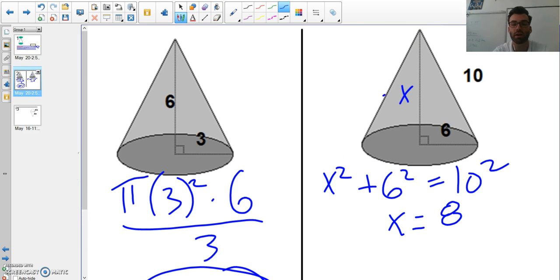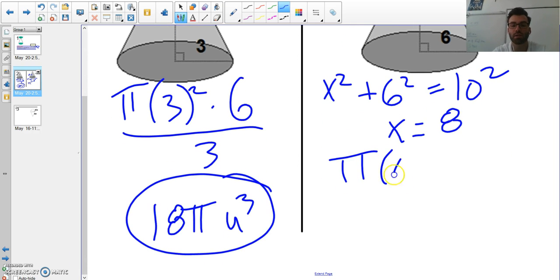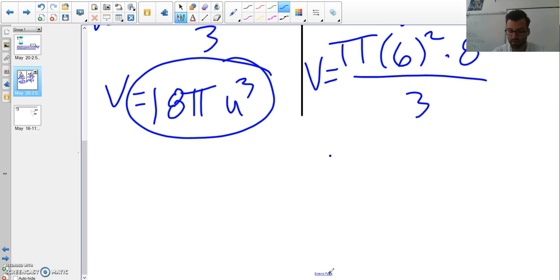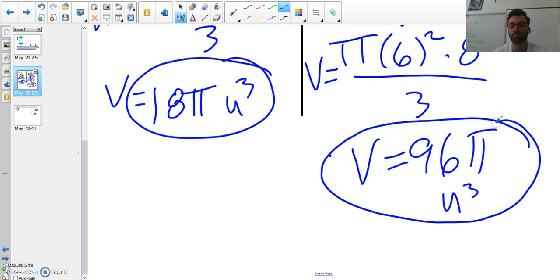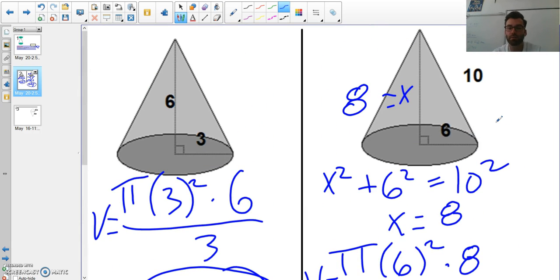So now I know my height is 8. I can say pi times 6 squared times 8 all over 3 is my volume. Make sure we know that's the volume. Okay, well 6 squared is 36. 36 times 8 divided by 3, the volume should be 96 pi units cubed. All right, those are the first two examples. If you have any questions on what I did here, please feel free to raise your hand and I'll come over there and answer them.